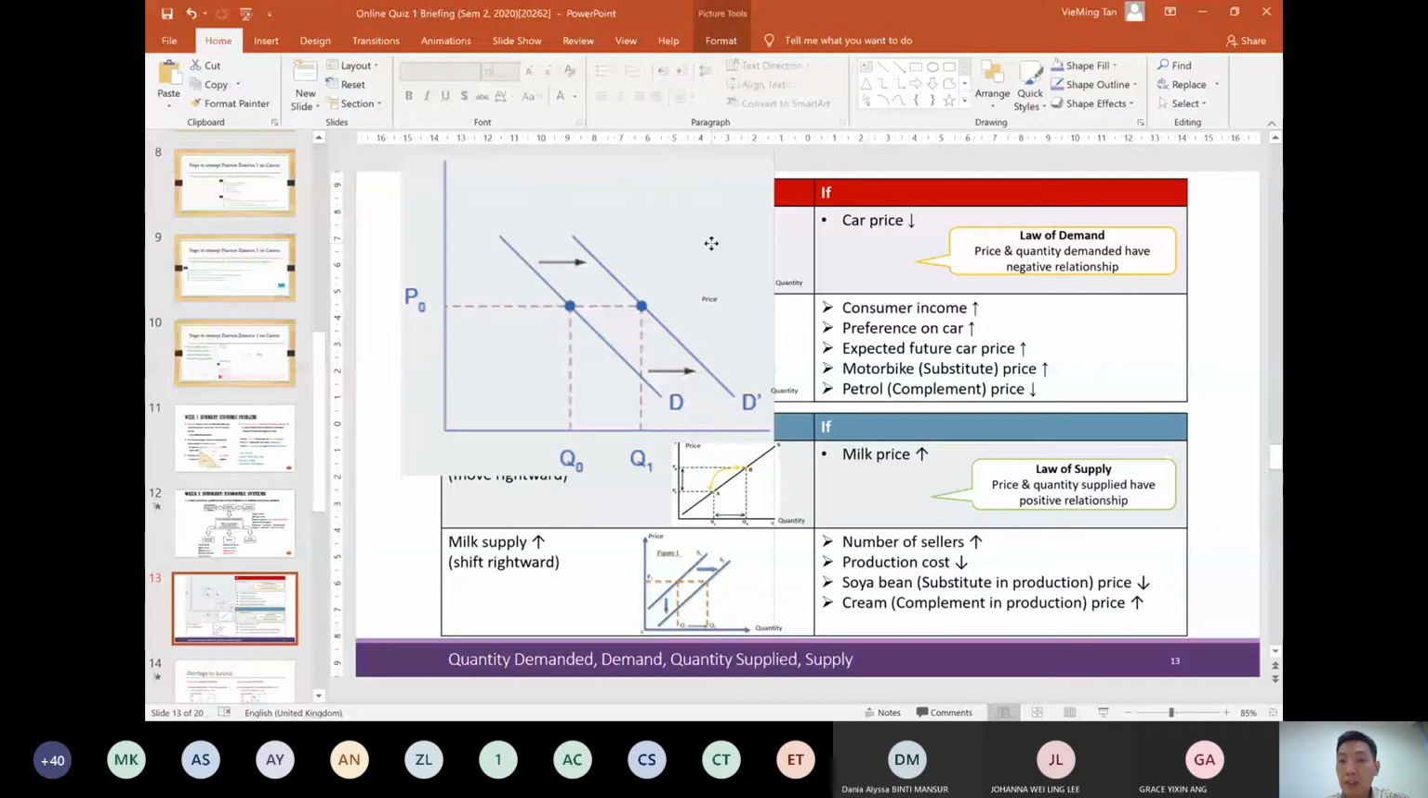Here we call it increase the demand. From Q0 to Q1 means increase demand. It's no longer using the word increase quantity demanded. It's using the word increase demand. So what are the factors?